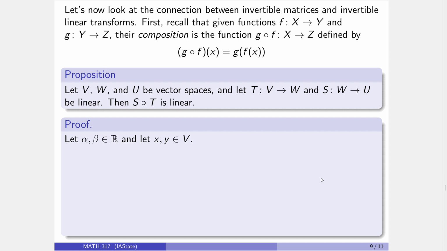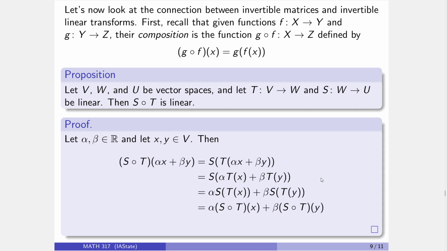You want to show a mapping is linear, pick two scalars, pick two elements, feed in the linear combo. So what does S circ T do? Well, it applies S to T of the input. T is linear, so it pulls apart the input accordingly. And S is linear, so it pulls everything apart accordingly as well. And there we see that S circ T of alpha x plus beta y is alpha S circ T of x plus beta S circ T of y. So the composition of S and T is in fact a linear mapping as promised.